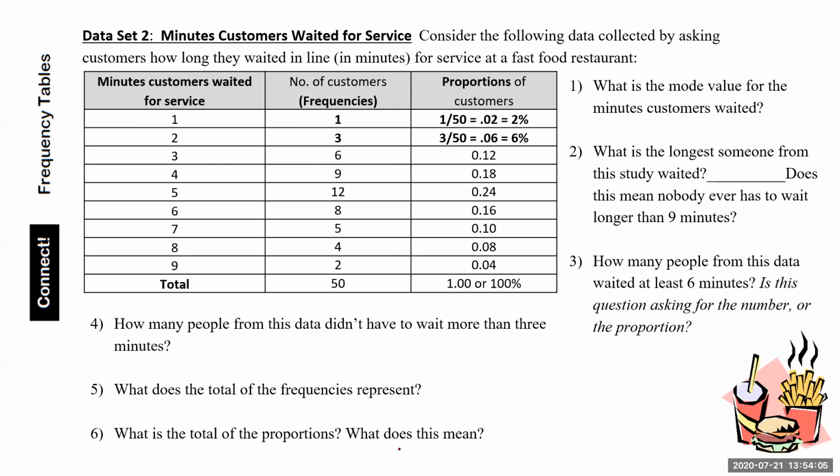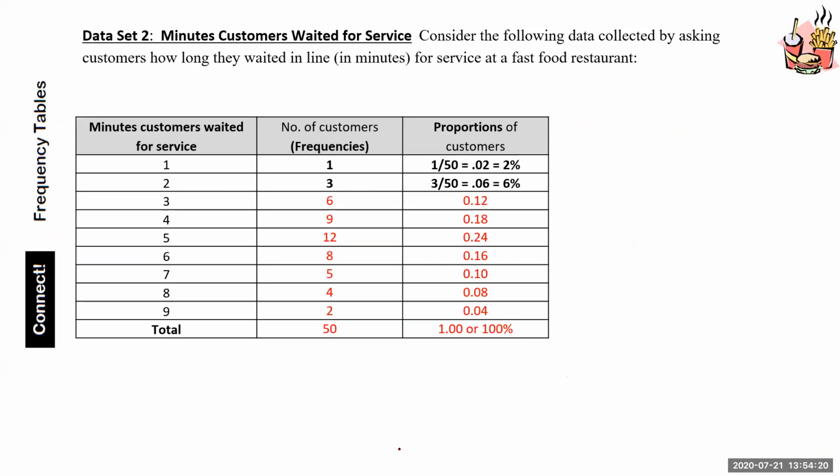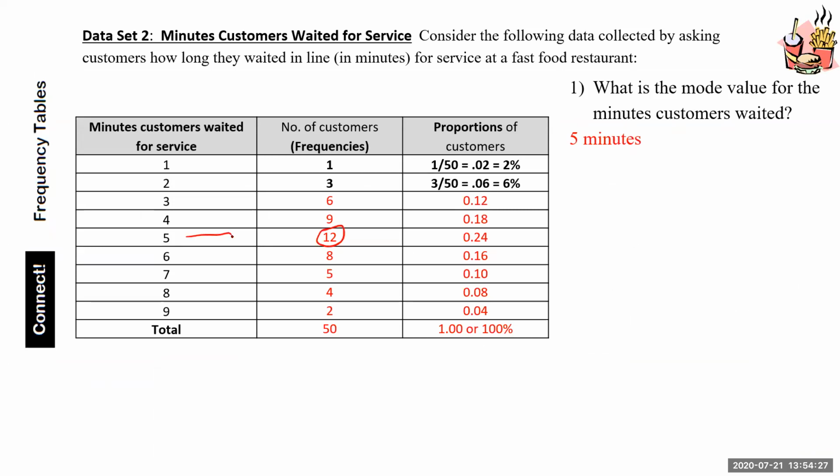Now, what is the mode value for the minutes customers waited? You remember the mode? What is the mode? The mode is the number with the highest frequency. So what is the mode value customers waited? Isn't that 5 minutes? Because the mode is 12, and that was for 5 minutes.